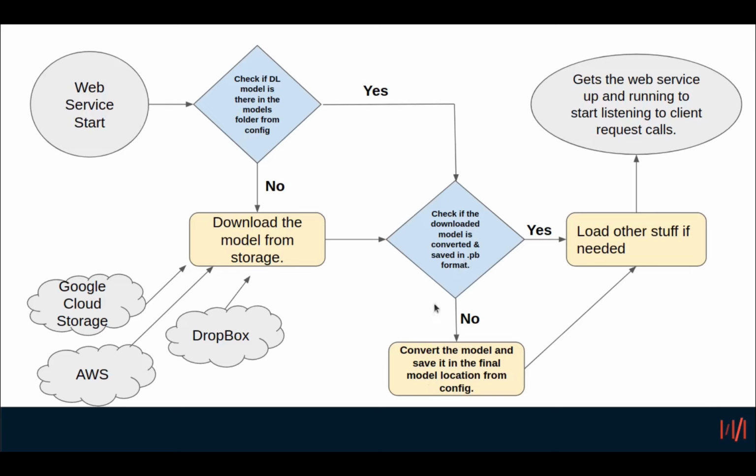And once we have downloaded and converted the deep learning model, we can move forward loading other stuff, like configurations and other things that we need in our web service. And once everything is loaded, we can then allow the web service to start running and listening to the clients, to serve them with responses to their request calls, whatever call they want to do. So yeah, this is the entire idea, and let's go and implement this one.